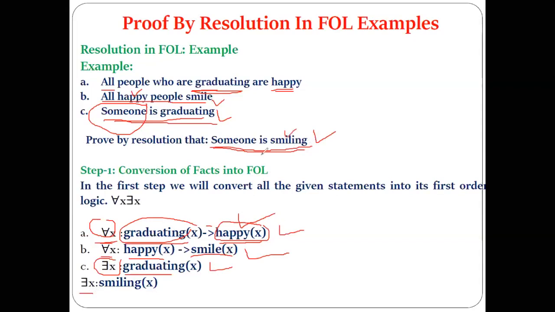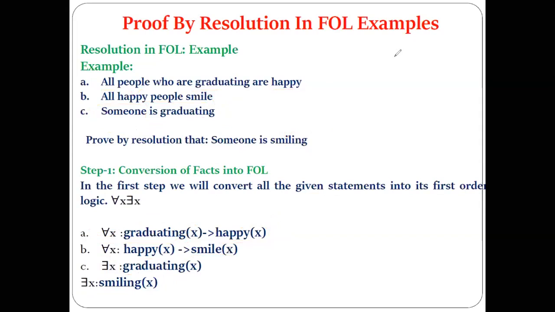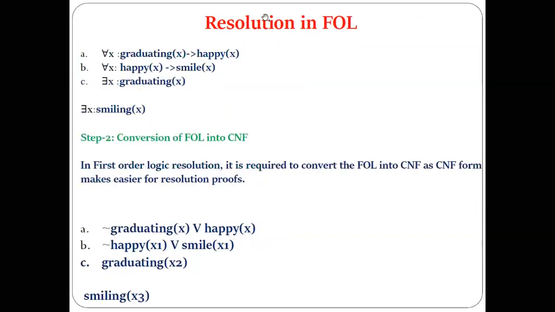Existential quantifier, main predicate smiling. Smiling x. That is only. Understood? Yes, sir. Next step is what? Convert these into the CNF. So what will be the CNF of these?